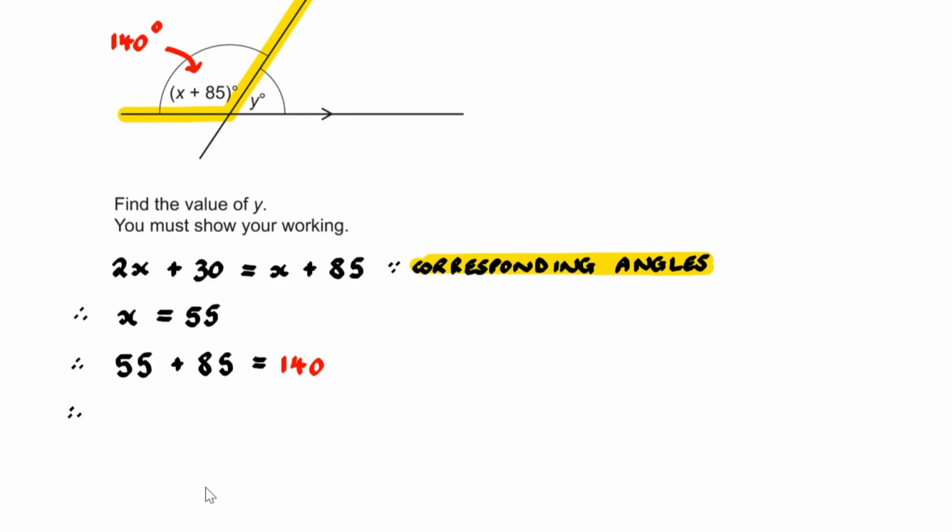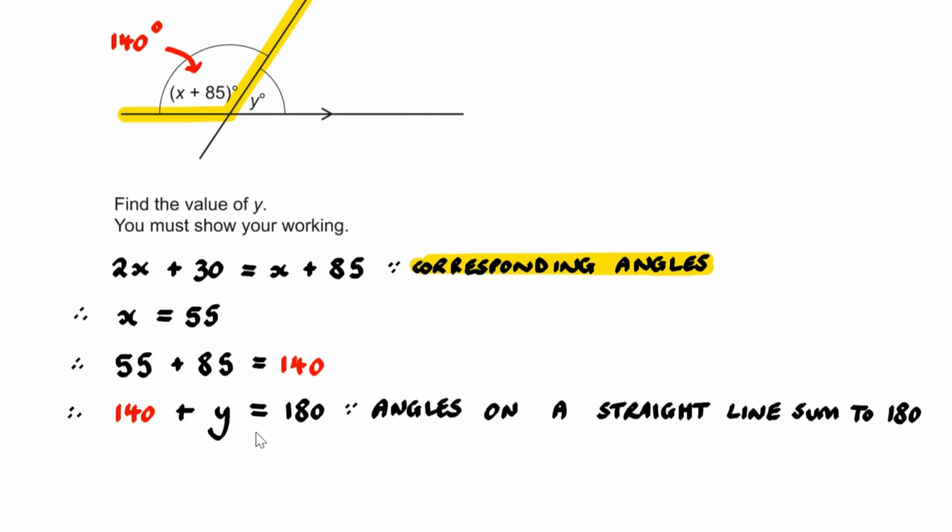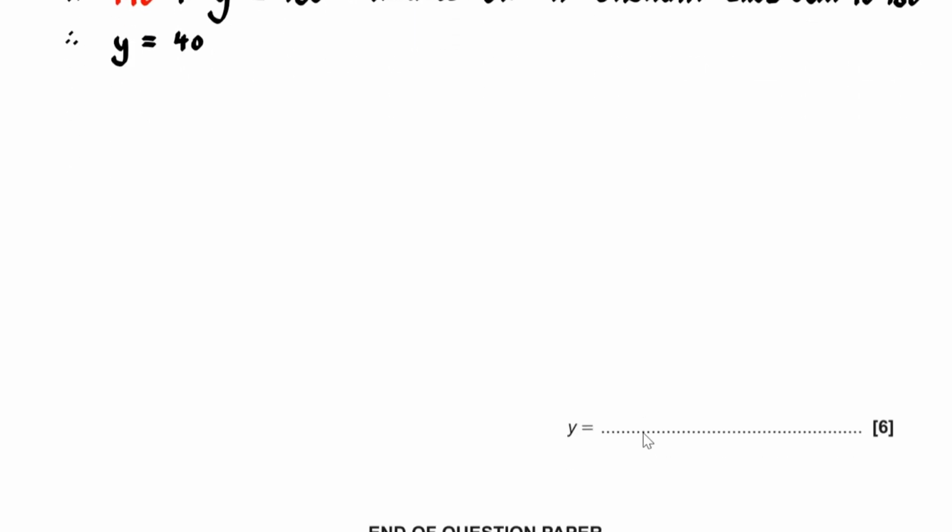For us to find out what y is, we need to recognize that we've got angles on a straight line. So I've got 140 plus y equals 180, and that's because angles on a straight line sum to 180, which means y equals 40. So y is 40.